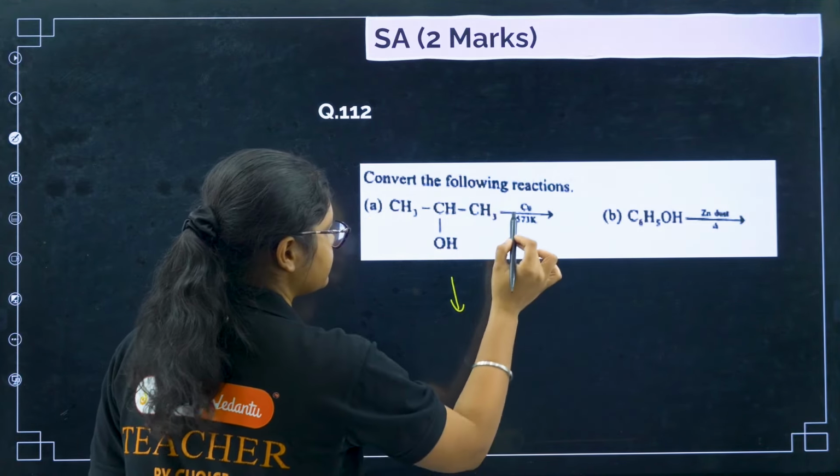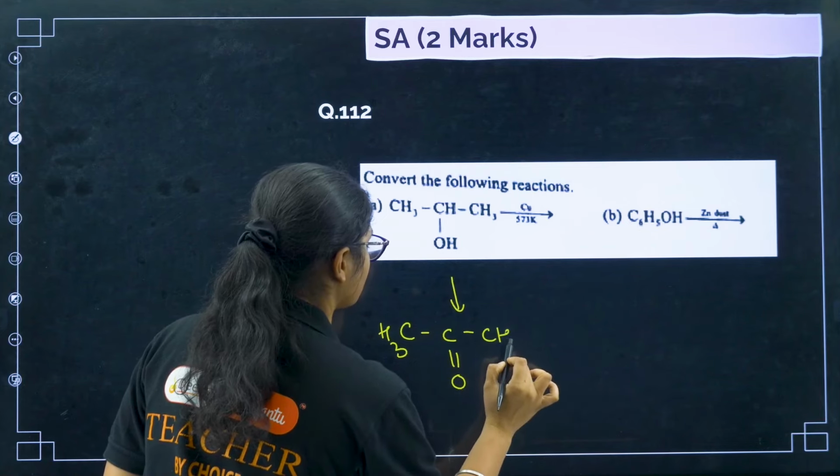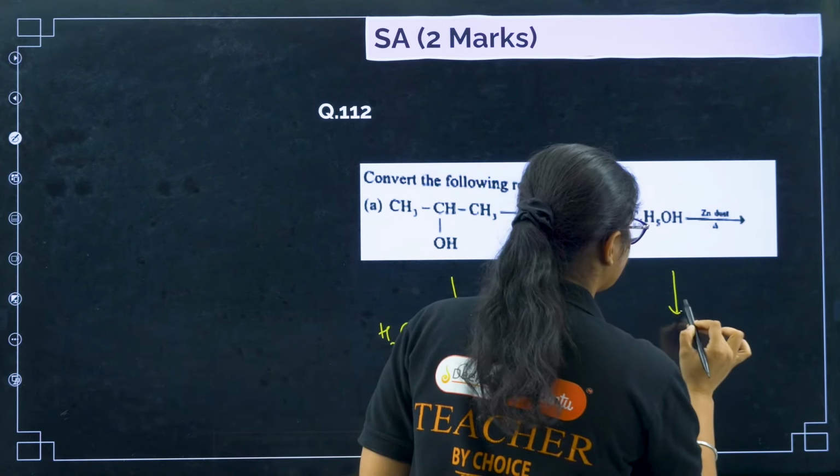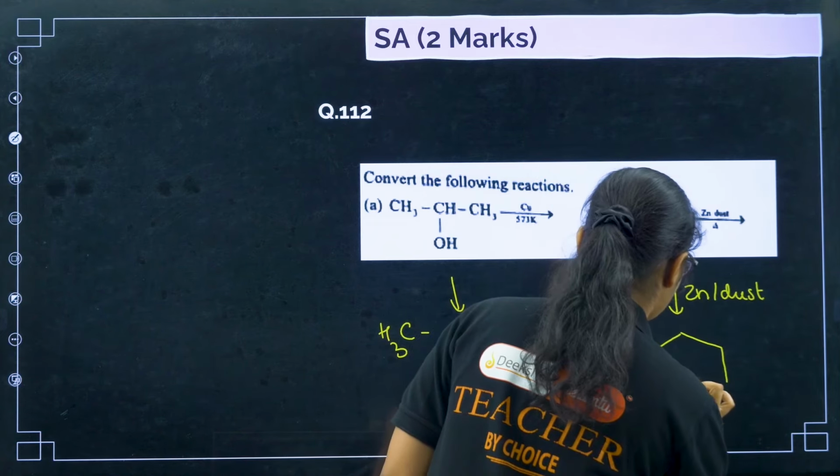Next we have this one, reaction with copper. So when this reacts with copper, there will be oxidation, right? We will get here ketone. And here if we treat it with zinc dust, okay, so if you treat it with zinc dust, you will get benzene.